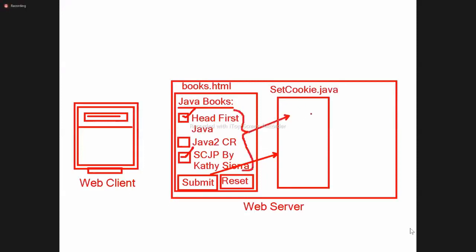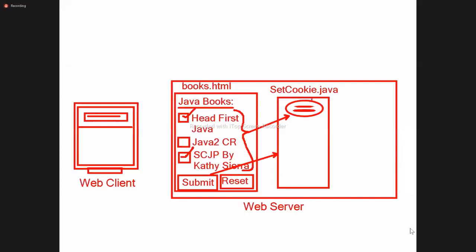These all have to be received. How to receive data from an HTML page? Give me the answer. getParameter. The getParameter method is in which interface? How to receive request parameters, studied now? Whatever books I selected, we have to receive. For that, the method is getParameter. In which interface? ServletRequest.